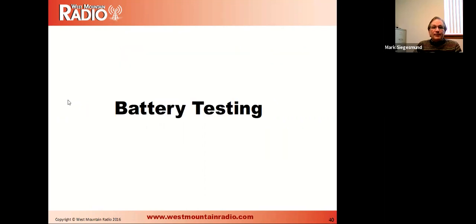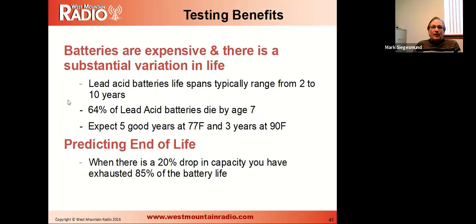Battery testing. Batteries last 2 to 10 years. 2/3 of the batteries die by the age of 7. We're talking about lead acid batteries here. Expect 5 good years at 77 degrees, 3 years at 90. So you can see where the heat makes a difference.